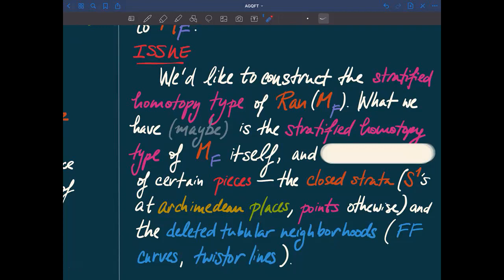of MF itself. But what we'd really like to do is construct the stratified homotopy type of its Ron space. And of course, that's going to depend on much more than just the stratified homotopy type of MF itself. It's going to depend on some geometric structure.